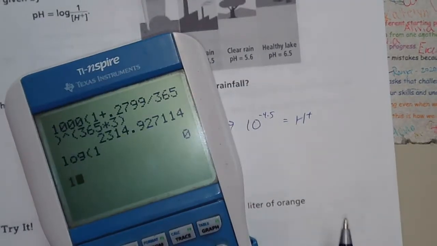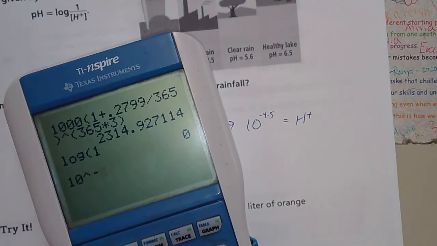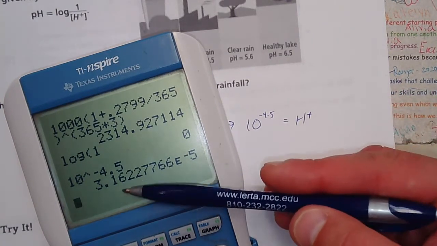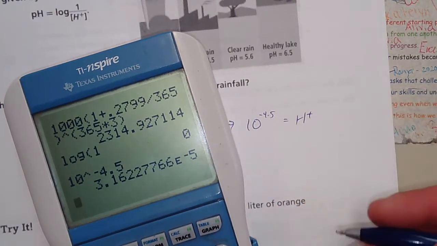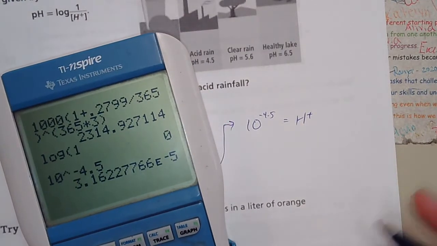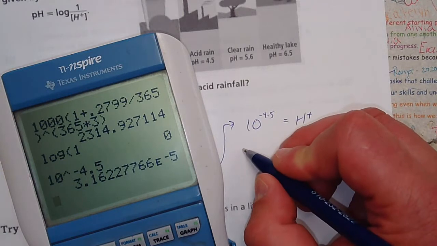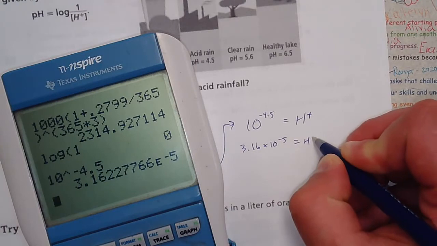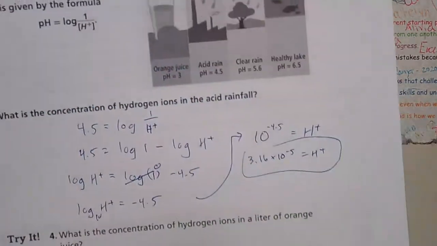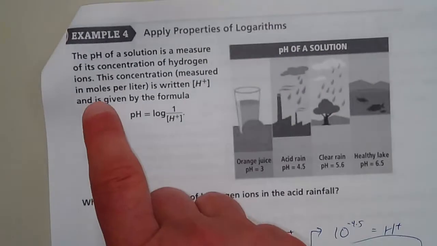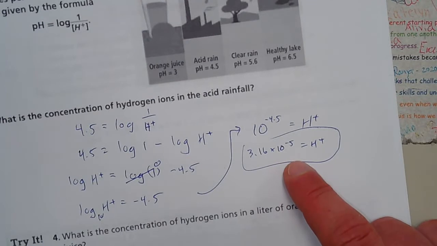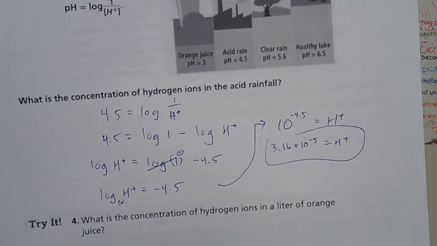It's going to be a pretty tiny decimal. So 3.16 times 10 to the negative fifth. You can go scientific notation here. Probably makes the most sense. If you want to write the decimal out, you could do that too. So this is going to be 3.16 times 10 to the negative fifth. And now again, that's the concentration. If you look at it here, this is in moles per liter. So this is the moles per liter of hydrogen ions, in this case in acid rain.